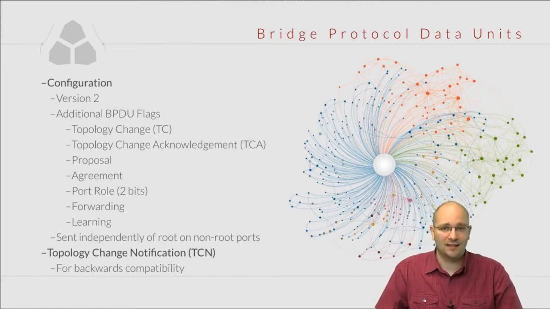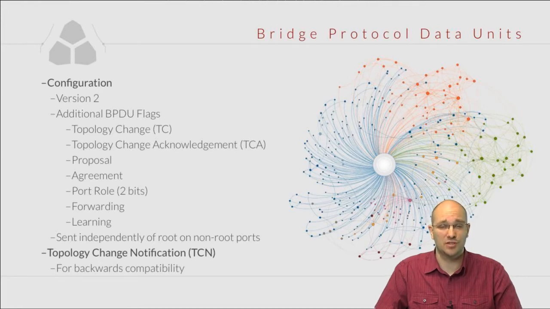Also, you may recall that in the BPDU header, we do have some flags. And the most important flags that we had in the traditional spanning tree were the topology change and the topology change acknowledgement. But here, with the rapid spanning tree, we do have additional flags. Things like the proposal, agreement, the port role, forwarding, or learning flags. And these flags are going to be used in a process called the synchronization that I'm going to explain a little bit later on.